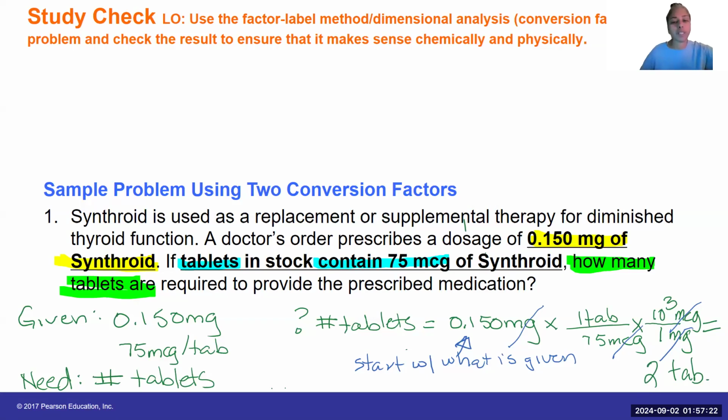Whenever you're doing dosage calculations, make sure that your answer makes sense. 2 tablets, tablets are whole values. You might be able to do a half of a tablet, but not 2.89 tablets. So you would round up a value of 2.89 to 3 tablets.